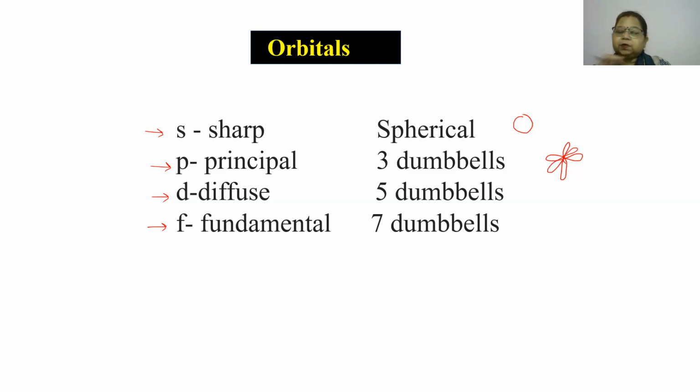At any time of the day, you must remember an orbit can have 4 types of orbitals or subshells. They are s, p, d, and f. S is spherical in shape. P is made up of 3 dumbbells. D is made up of 5 dumbbells. F is made up of 7 dumbbells. Is it clear? Yes, ma'am.